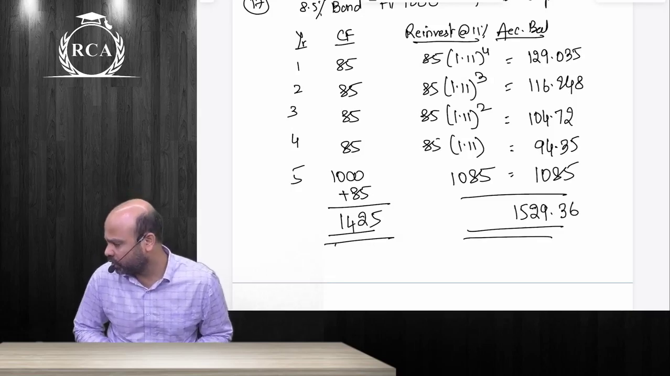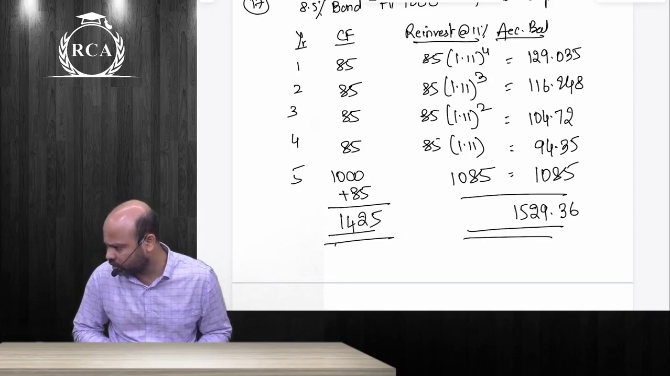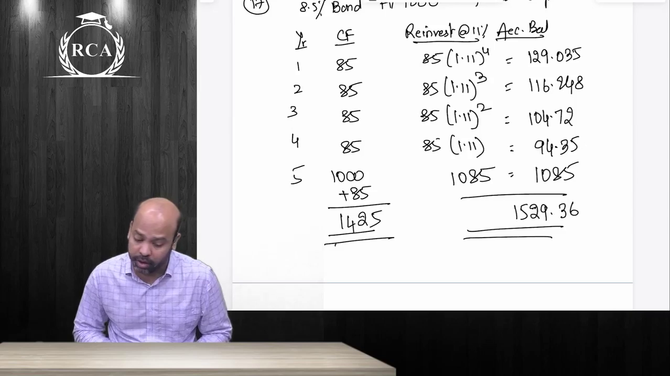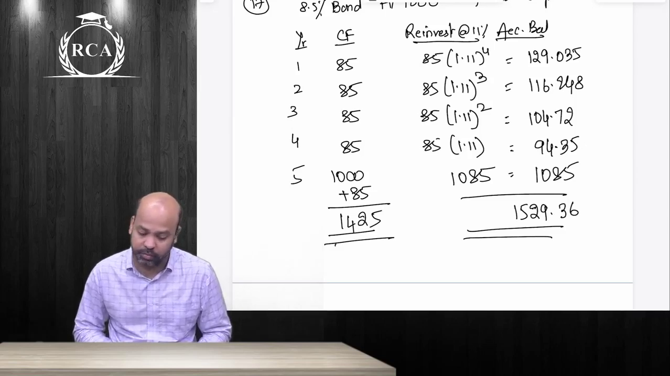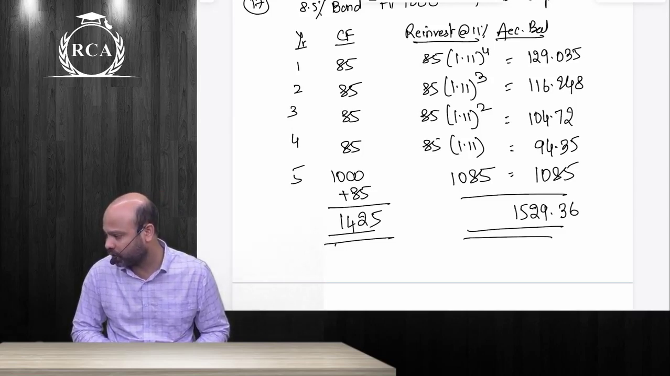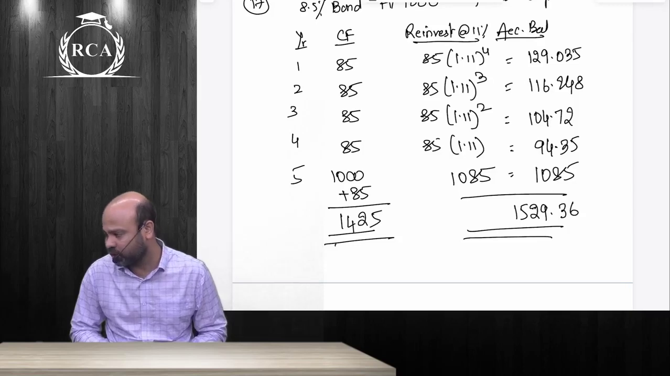Sir, they're asking only reinvested interest amount. Why consider reinvestment value? Beta, when they say compute reinvested interest amount on this bond, they did not mean to compute ki interest kitna hai bolke. On that interest reinvested, what is the income that you are generating?